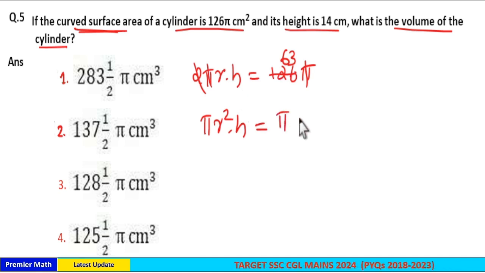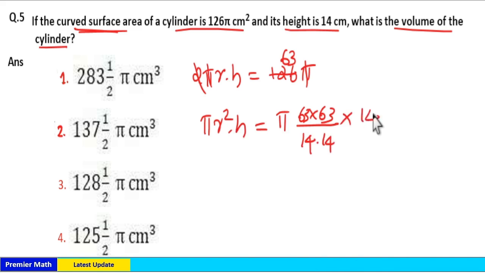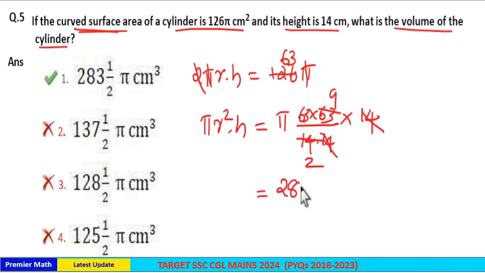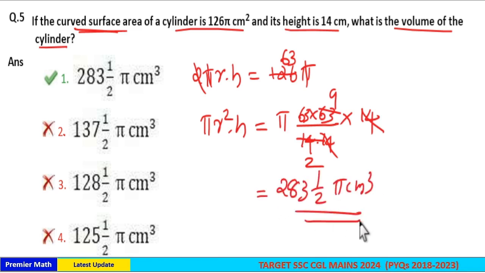Then r square is equal to 63 square divided by h square, which is 14 square, 14 into 14. Now 14 and 14 cancel. 7 goes 2 times in 14, 9 times in 63. So 63 into 9 by 2 into pi. Pi is in every option. So this is around 630 by 2, which is nearly 300. So option 1 is your answer. So this is 283 into 1 by 2 pi centimeter cube.